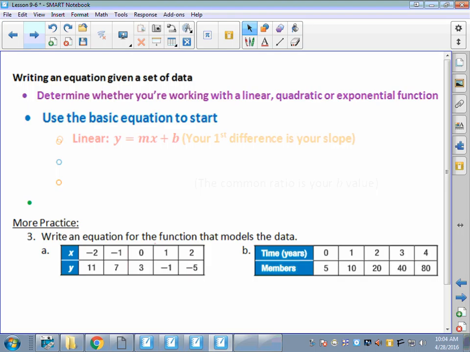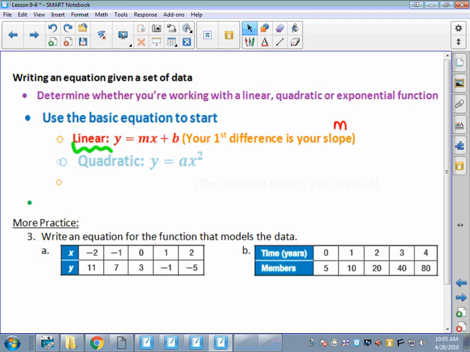So I tried to give you some hints in here. If you decide that you've got yourself a linear equation, you're going to start with the equation y equals mx plus b, which is what I gave you on the top. And the first difference, the same number that you got, will be your slope or your m value. So all you've got to do is figure out your b. We've done this before in semester 1. I hope you remember how. We'll do an example probably.